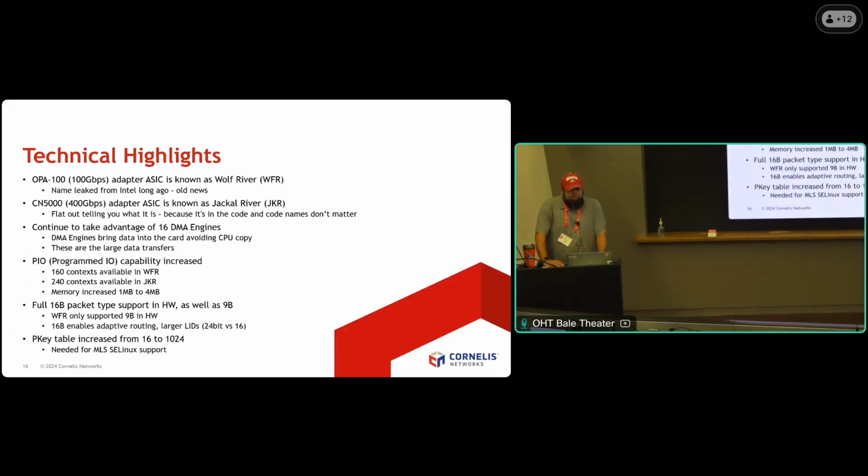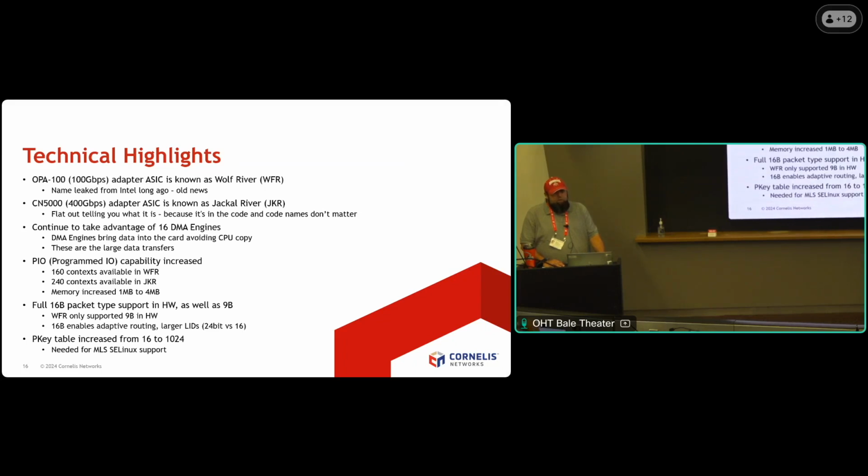Some of the technical highlights here. Our 100 gigabit adapter was known as Wolf River. Intel had this thing about not releasing code names, but that leaked out long ago. It's on Wikipedia at this point. Everybody knows. We don't care about names so much, and we need a name in the code to call this stuff. So I'm telling you that the chip is now called Jackal River. That's our 400 gigabit.